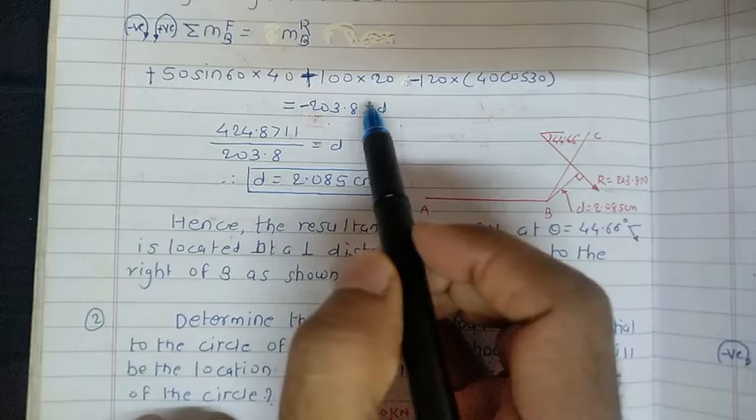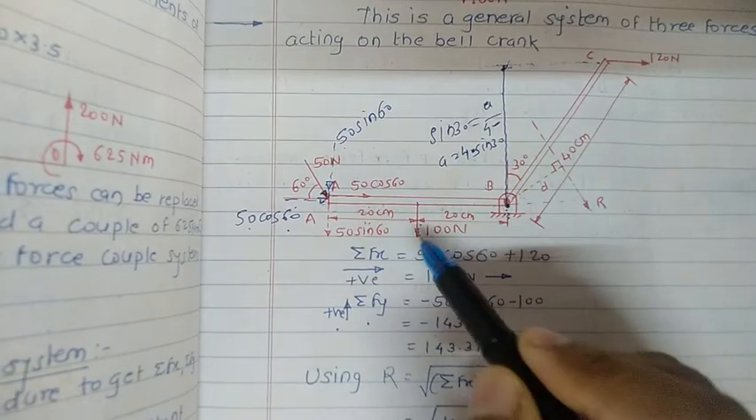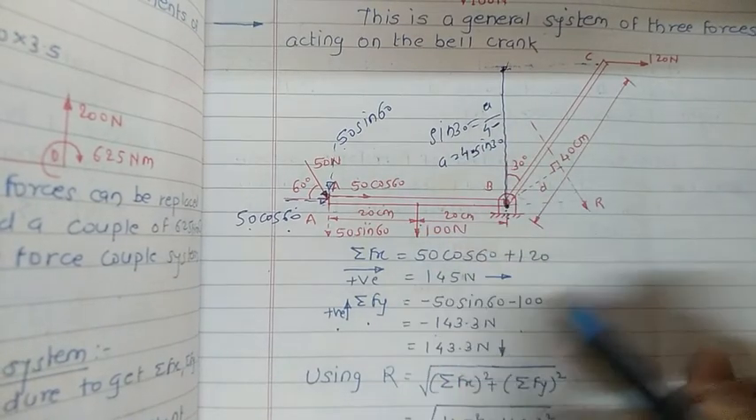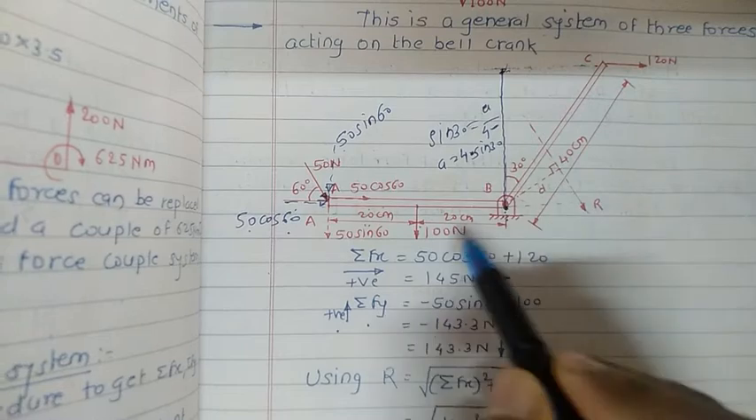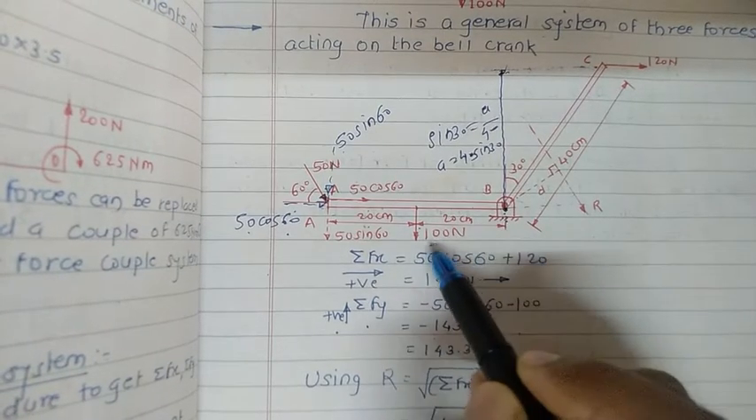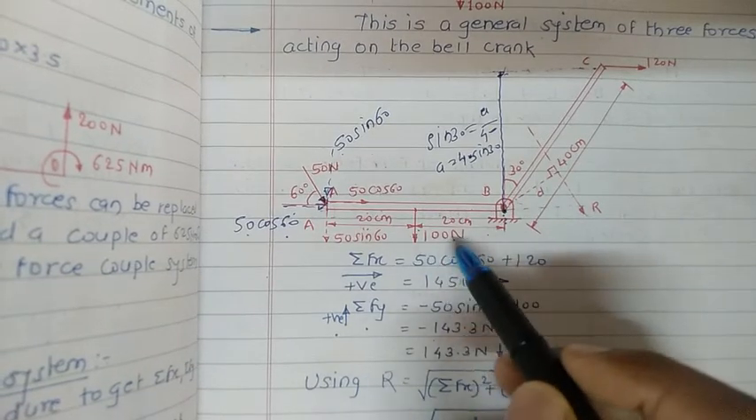The next one is here, the 100 Newton force. The tendency of this force to turn about this point is again in the anti-clockwise direction. Separated by how much distance? This one, a 20 centimeter distance. So 100 multiplied by 20. A positive sign must be given for that force also.